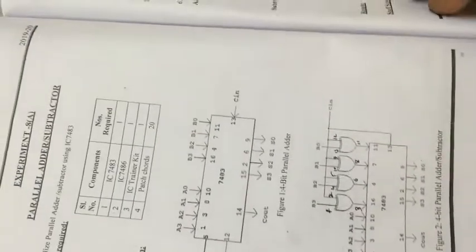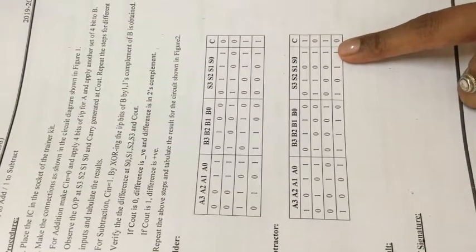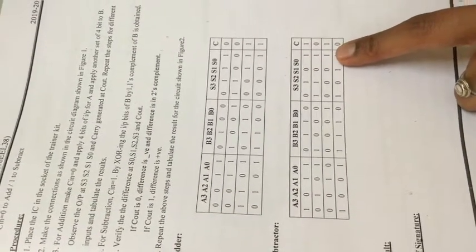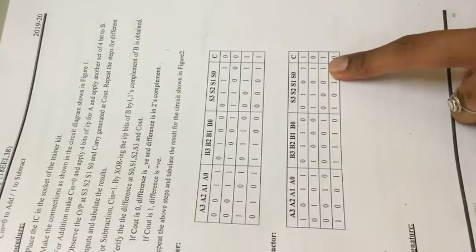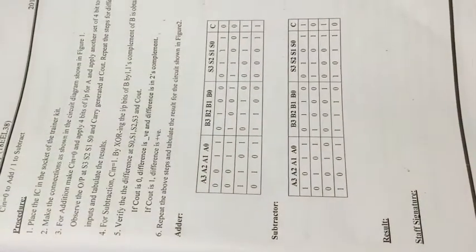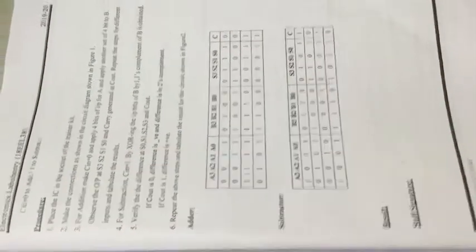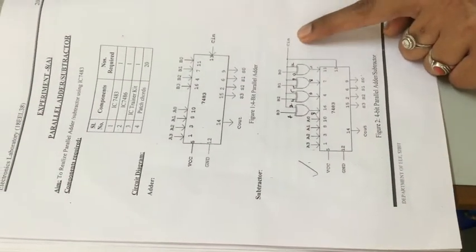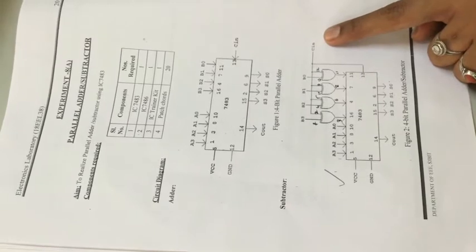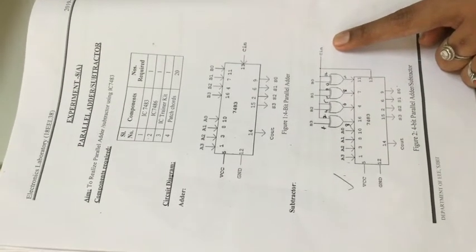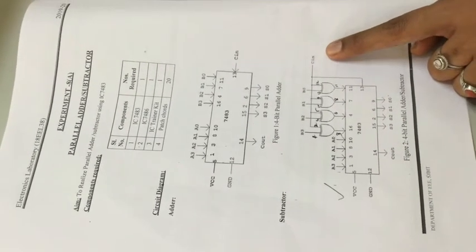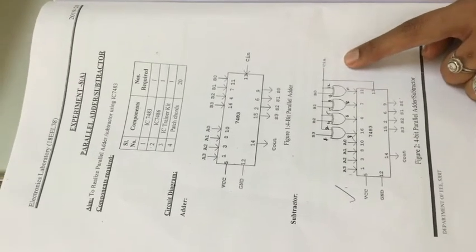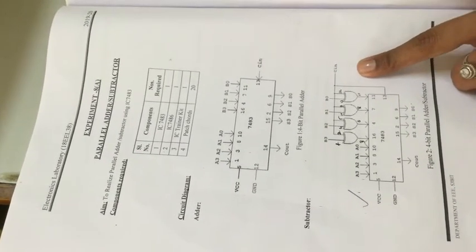Coming to the truth table, we have a truth table for adder and subtractor here. Within a single circuit, I can perform both the operations. How is that? In the circuit, Cin is given. If I make Cin equal to 0, then it performs as an adder. If I make Cin equal to 1, it performs as a subtractor. Now I will just see the truth table as such.